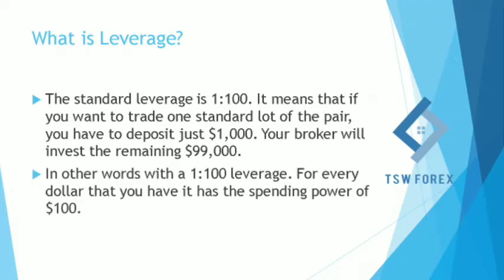So in other words, if you have a 1 to 100 leverage, for example, for every dollar that you have, your spending power is multiplied by 100. So a 1 to 100 leverage is basically saying for every dollar that you have, it has the spending power of $100.